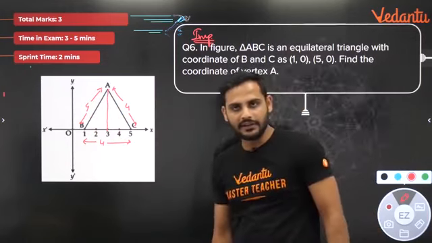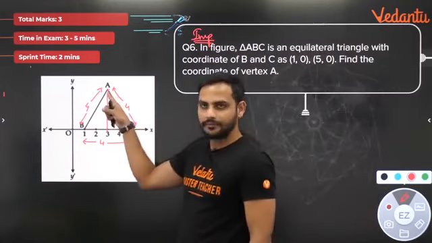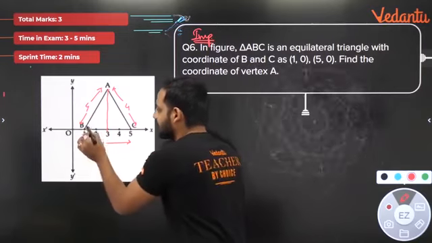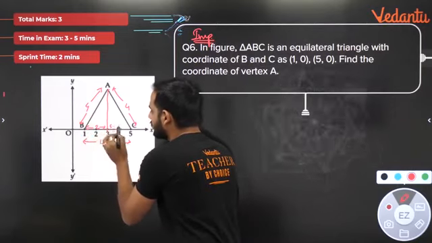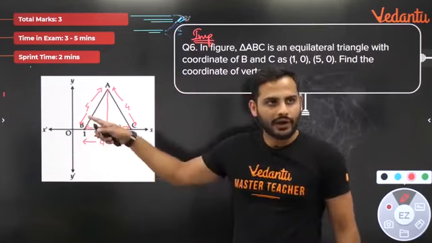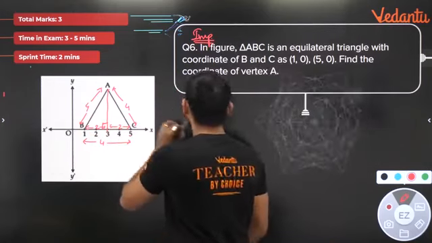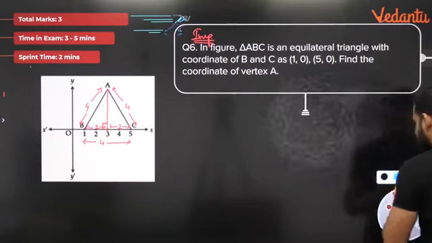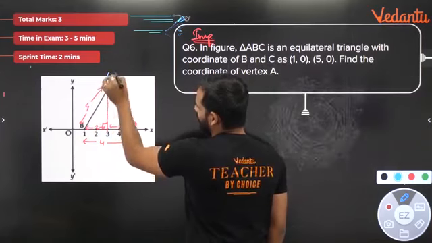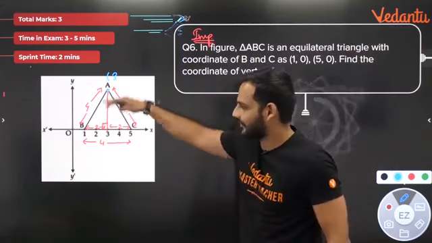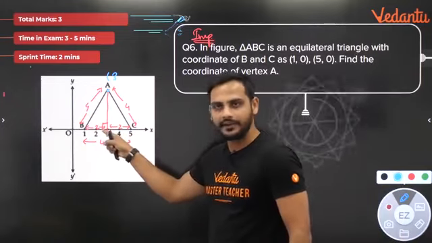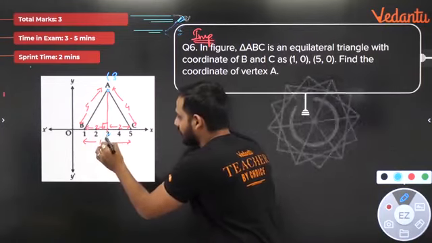Which is 3. From 1 to 3, this distance is 2. This distance is also 2, and this part is perpendicular. So I got to know this point A, its x coordinate is equal to 3. But we don't know what is the y coordinate. That also we'll find out. But I know this angle is 90 degrees. Let us say this point is D.